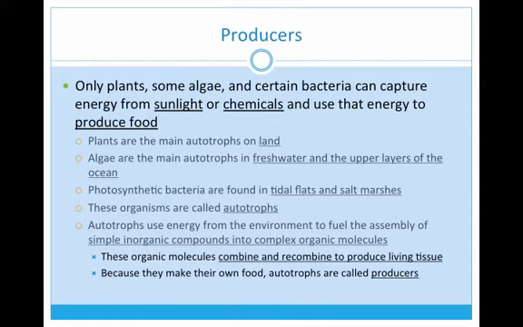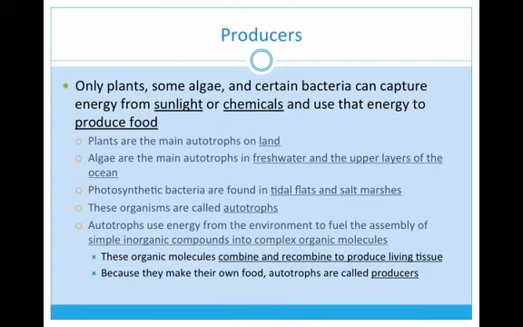Algae are the main autotrophs in fresh water and in the upper layers of the ocean. Because once you get below the upper layer of the ocean, light doesn't penetrate, and with no light, there's no way to make food. Photosynthetic bacteria, you guys remember the term photosynthesis from 7th grade, are found in tidal flats and in salt marshes. All of these organisms are autotrophs. In other words, they can make their own food.